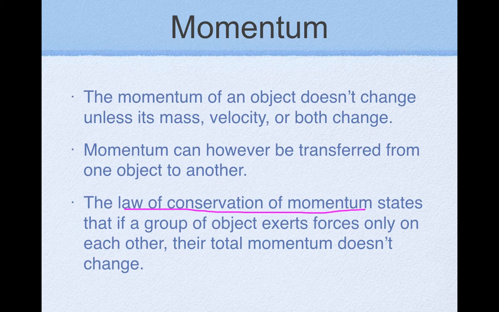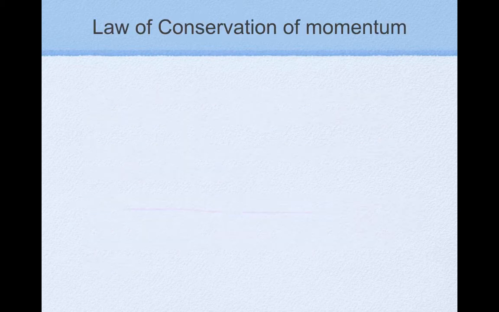The law of conservation of momentum says that if a group of objects exerts forces on each other, the total momentum of those objects doesn't change. So if we have momentum of object A and momentum of object B before a collision, after the collision, the total momentum of A and B is the same. Object A might be different, object B might be different, but that total momentum is the same.